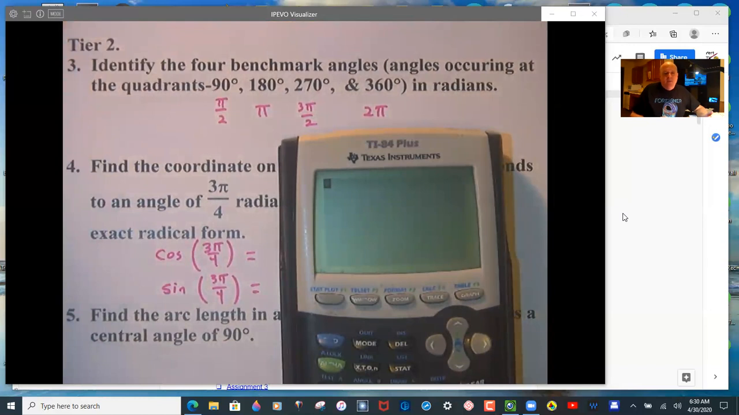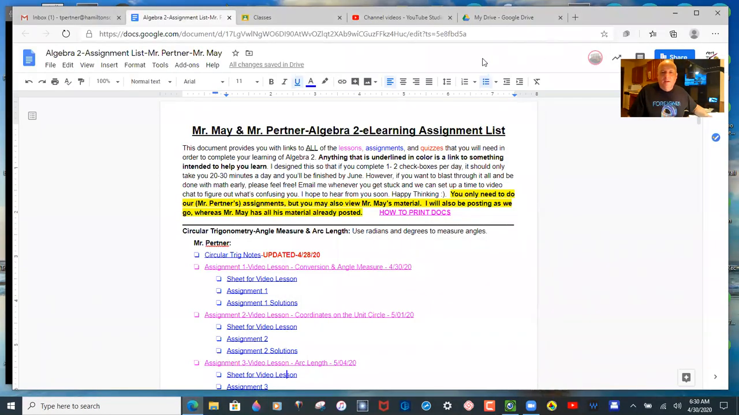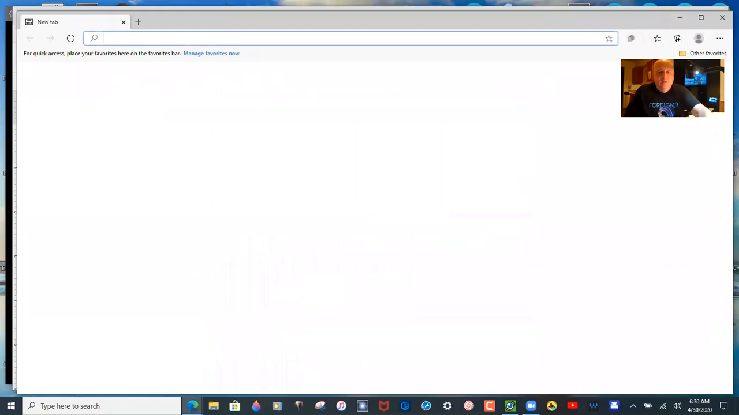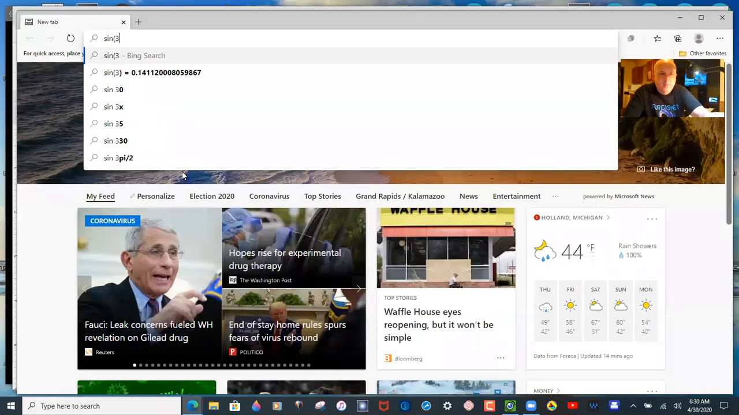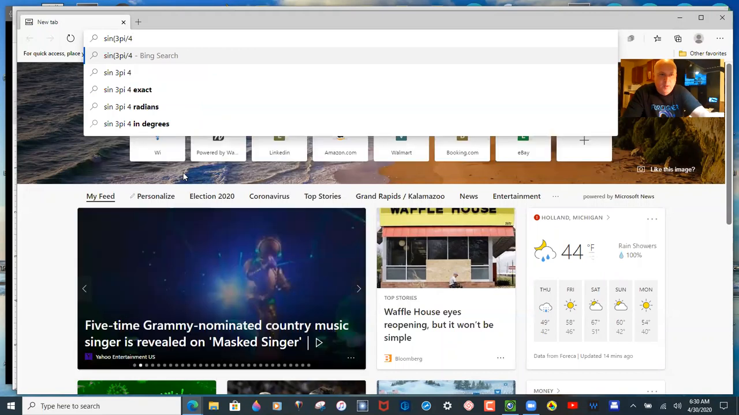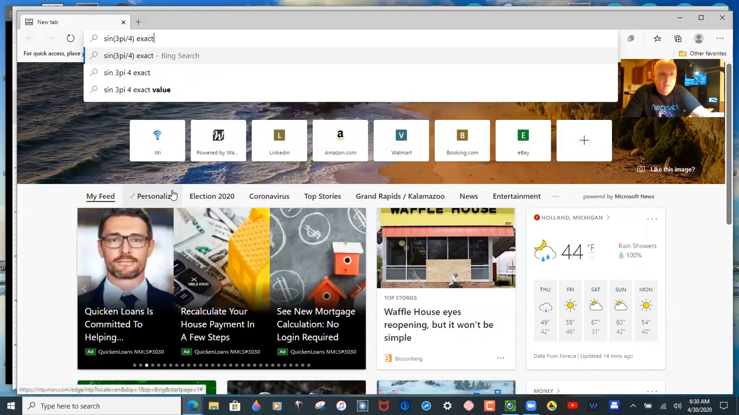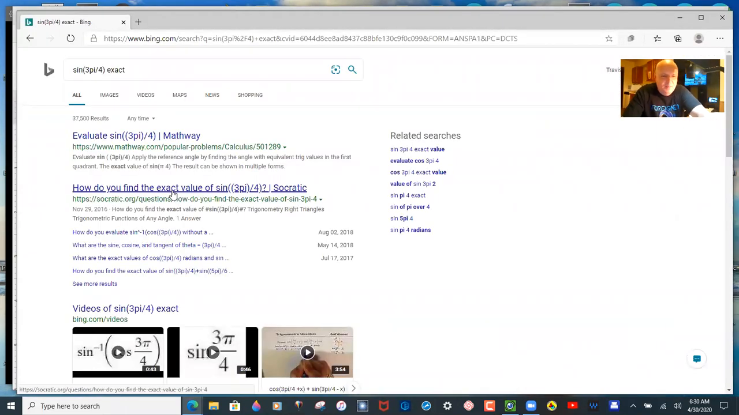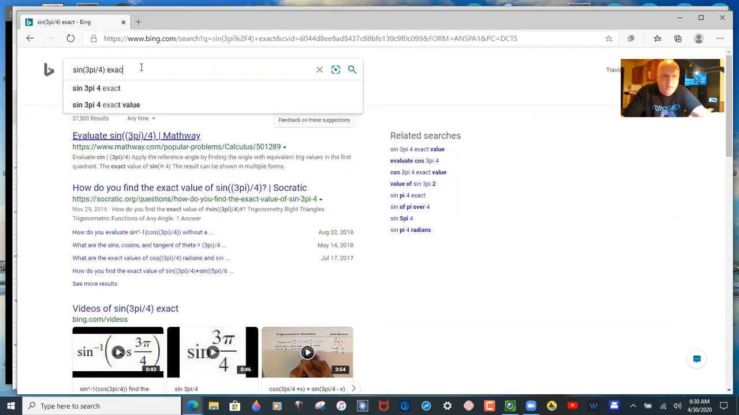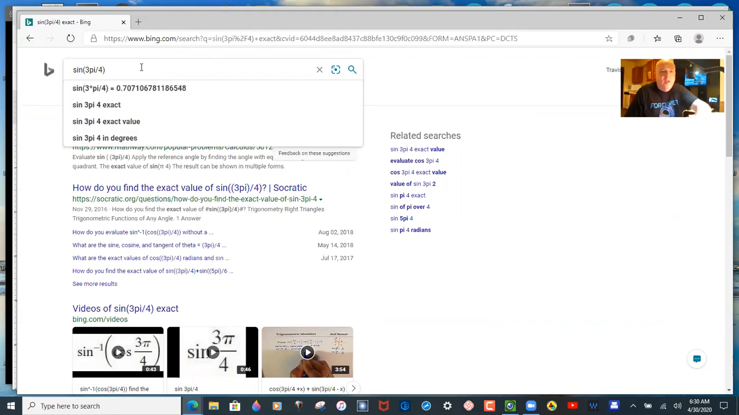Again, if you don't have a calculator, you might be able to type this into an internet search bar. Let's just play a little game here of typing this in. So we'll have to go to a new window here. Sine of 3 pi over 4. Just spell the word pi and then do exact. Oh, it didn't put out anything. Let's erase the word exact. Looks like, so 0.7071. There we go. That's what you need.